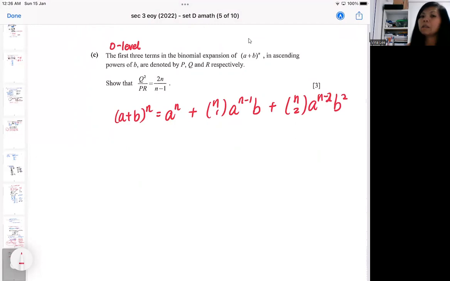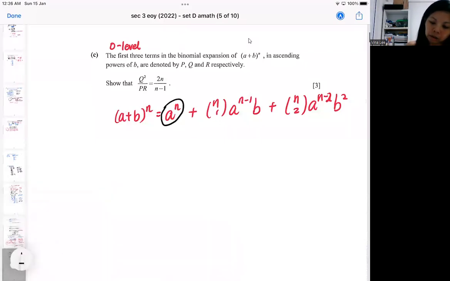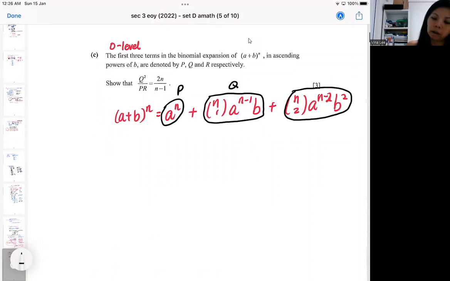The question says that the first 3 terms are denoted by P, Q, R. So what does that mean? That means this is assigned to be P. This is assigned to be Q. This is assigned to be R. And you need to prove this. So this is like left-hand side to right-hand side.